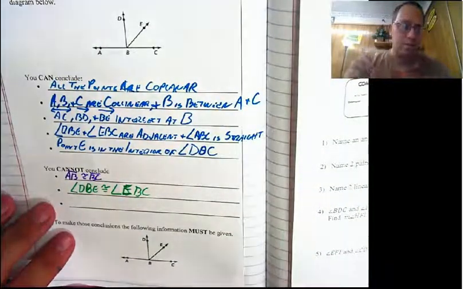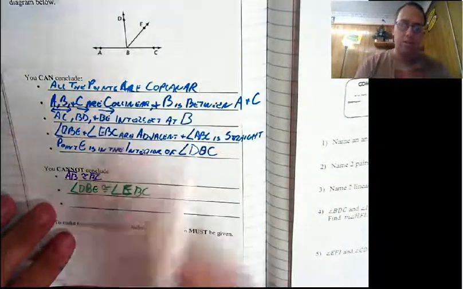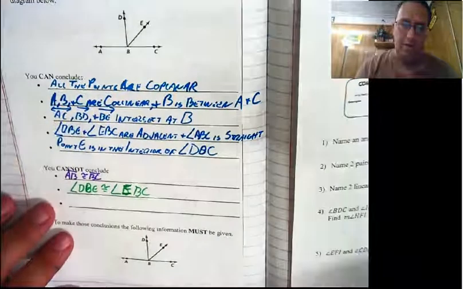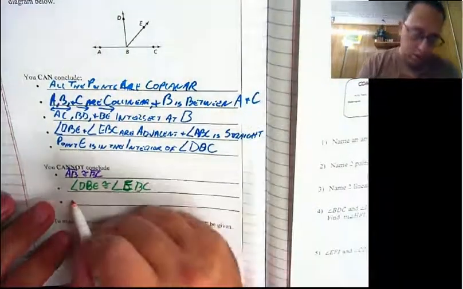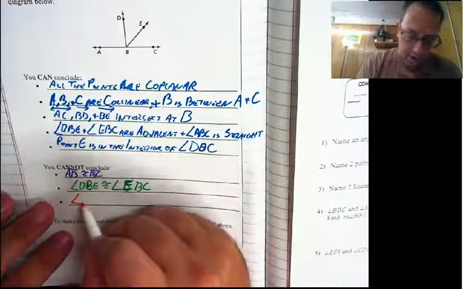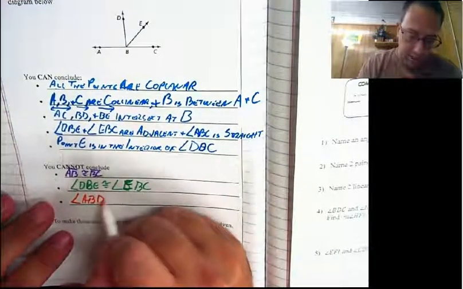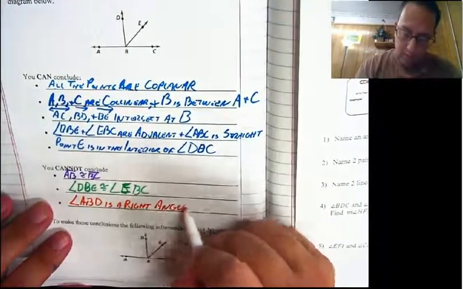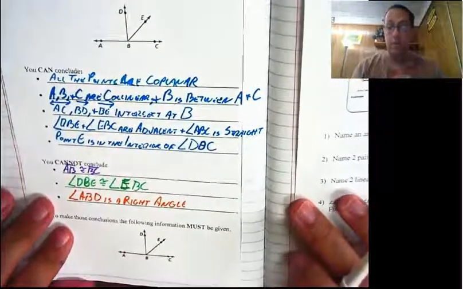That little bit of a difference is not something that you'd be able to detect with the naked eye. You'd have to actually measure it to find out. So we cannot conclude that angle ABD is a right angle. Now, there are ways that we could find out.